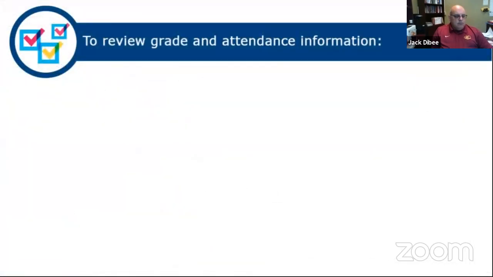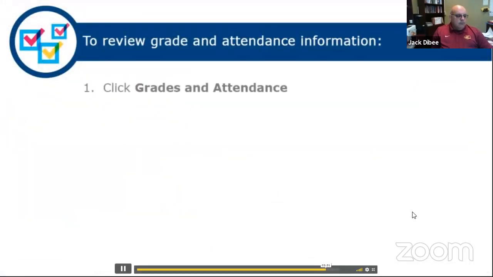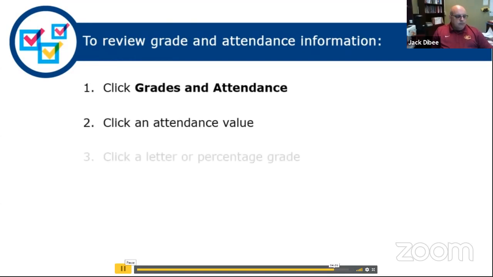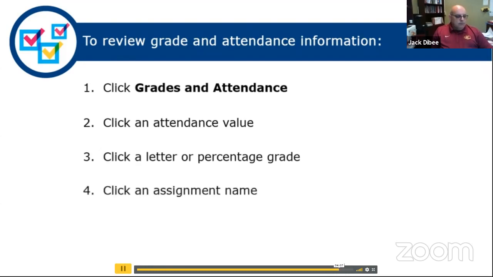Remember, to review current grade and attendance information, select Grades and Attendance from the navigation menu. To view the Dates of Attendance page, click a value in the Absences or Tardies column. To view the Class Score Detail page, click a letter or percentage grade. To view the Assignment Description page, click an assignment name. To view Standards Grade information, click the Standards Grades tab.